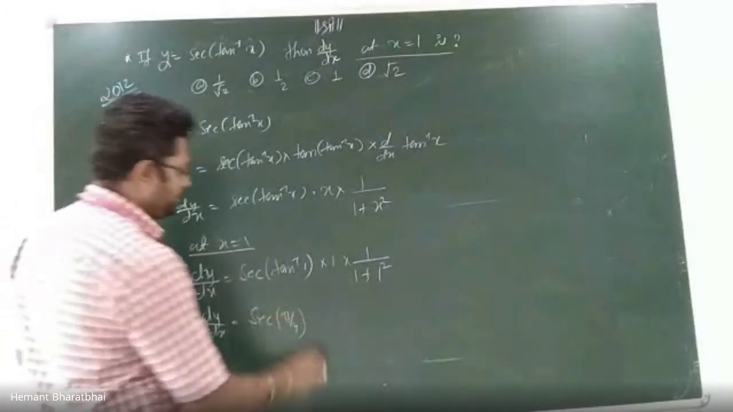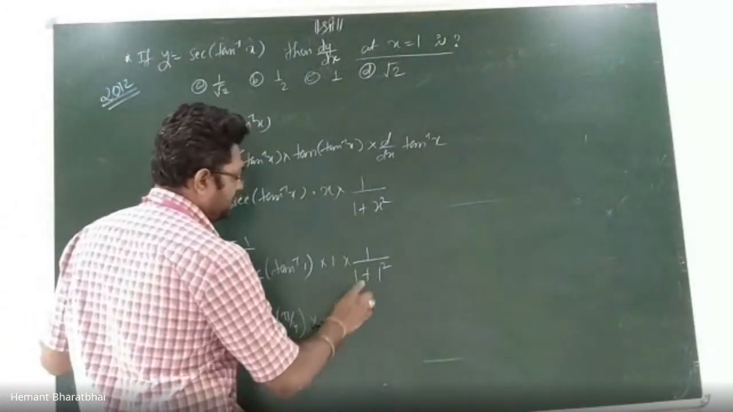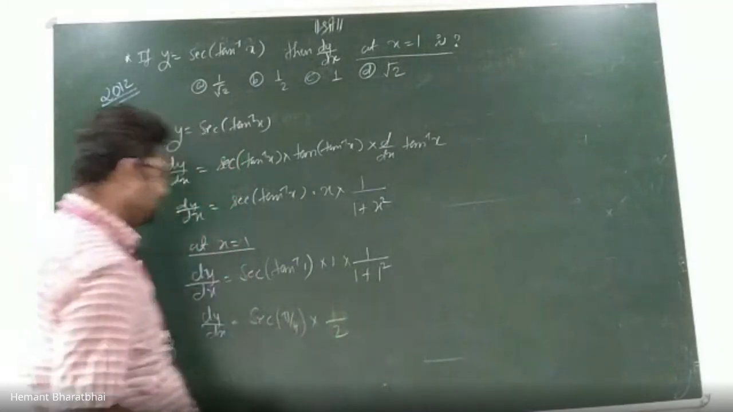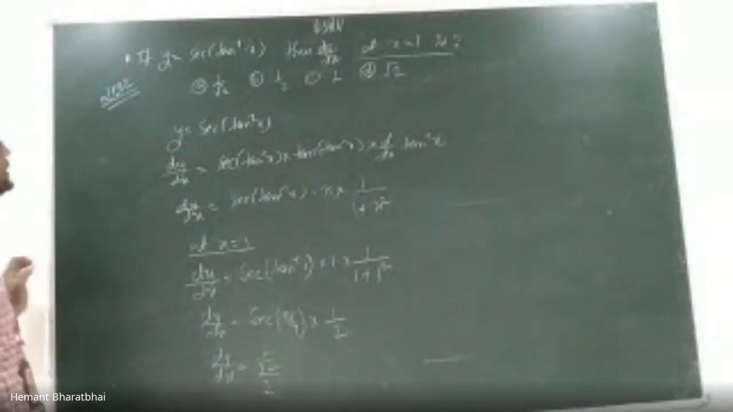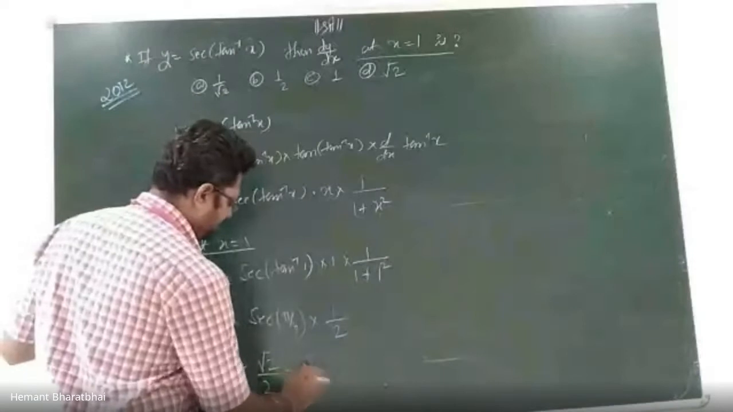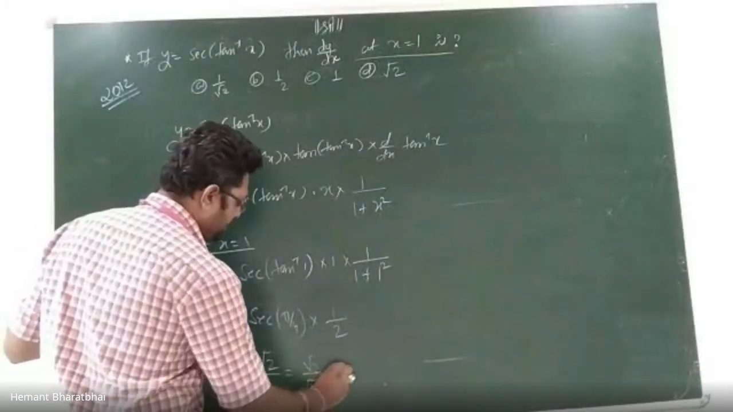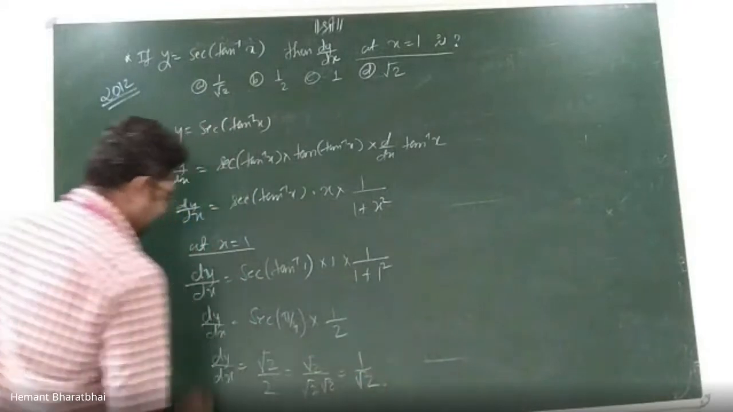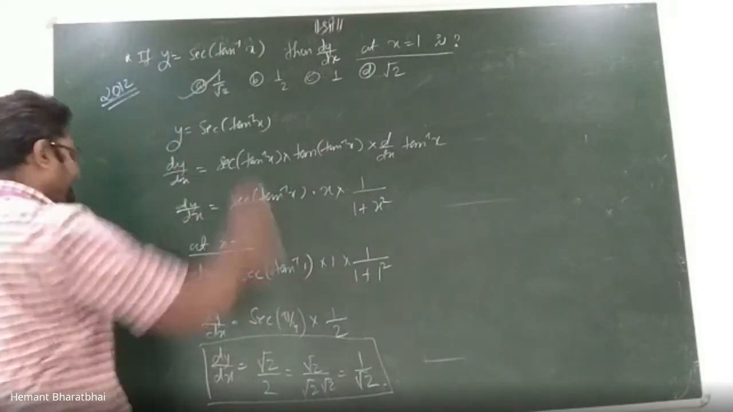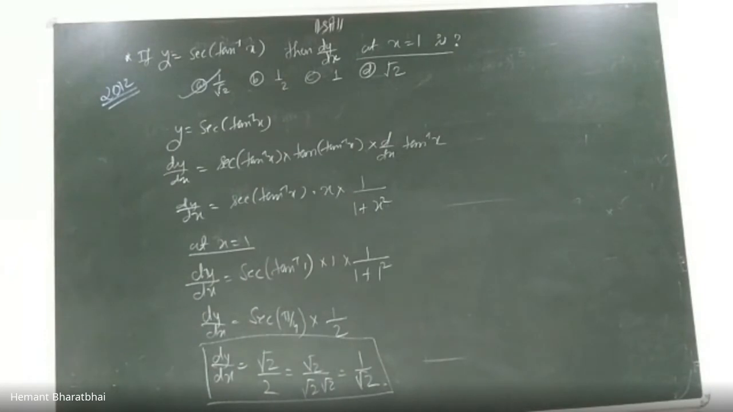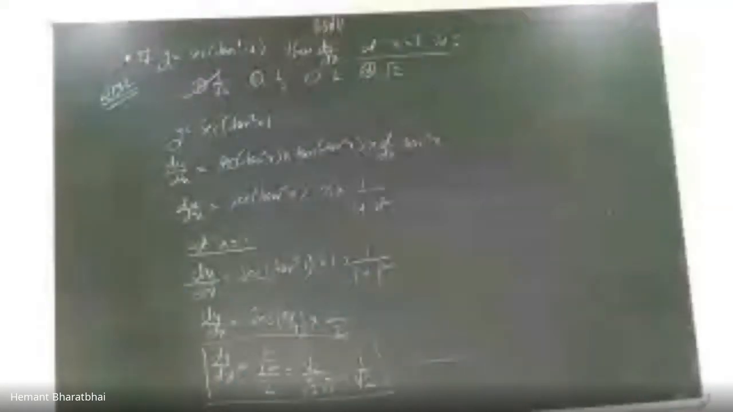Tan inverse of 1 is pi by 4. So that will become sec of pi by 4 into 1 upon 1 plus 1 square, so that is 1 by 2. Sec of pi by 4 is root 2, so root 2 upon 2. Root 2 upon 2 can be written as root 2 upon root 2 into root 2. One root 2 gets cancelled, so I'll get dy by dx is equal to 1 by root 2. This was a simple one. So our answer is option number A. The value of dy by dx will be 1 by root 2.